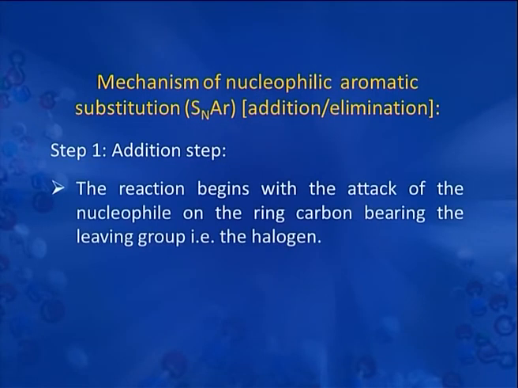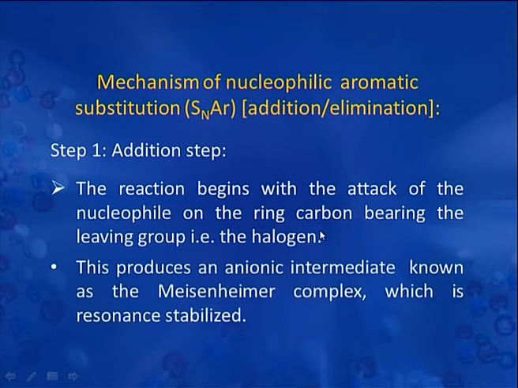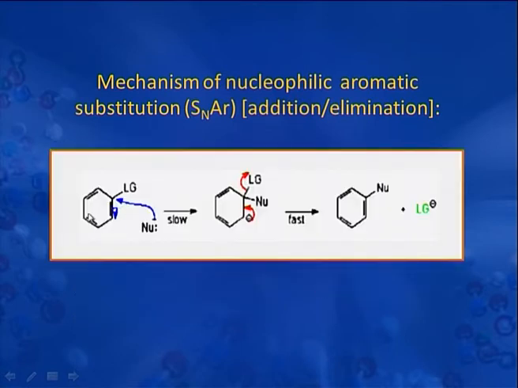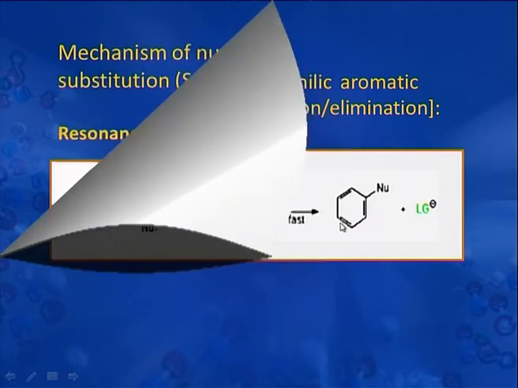In the addition step, the reaction begins with the attack of nucleophile on the ring carbon bearing the leaving group, that is halogen. This produces an anionic intermediate known as Meisenheimer complex, which is resonance stabilized. Look at this molecule. We have a leaving group, or you can say in the earlier examples we had chlorine here. Nucleophile attacks this carbon and addition takes place at this position, followed by removal of this leaving group.